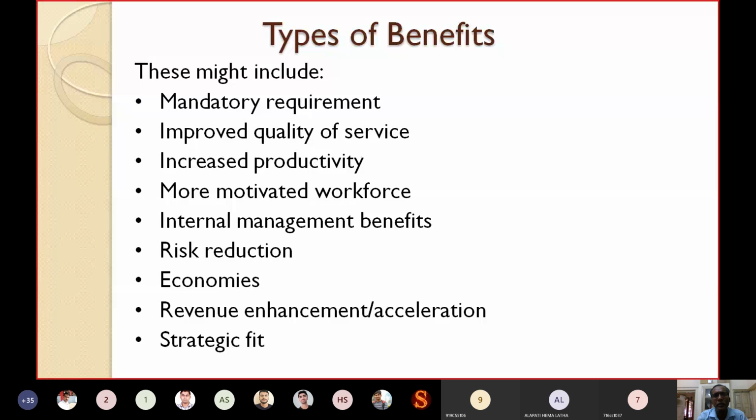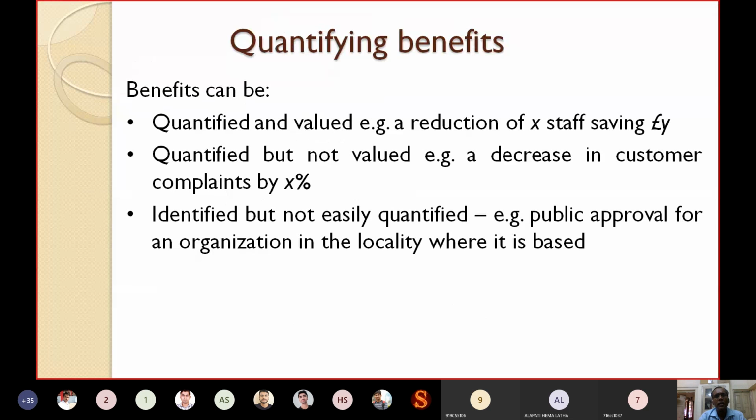So these are the types of benefits that we have seen. Then finally we'll say quantifying benefits. How to quantify benefit? I have already told you there are some benefits you cannot measure, you cannot quantify them. For example, intangible benefits. In this regard, the benefits can be divided into 3 types. Some of the benefits can be quantified and valued.